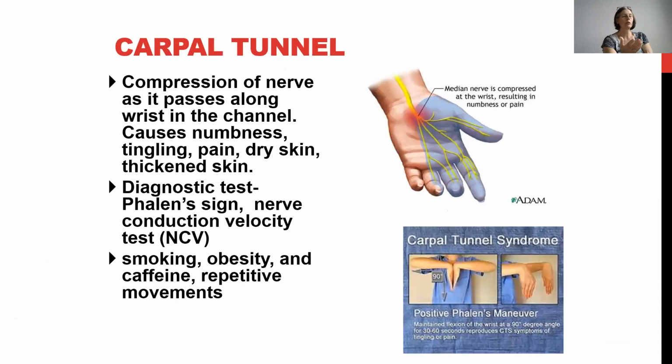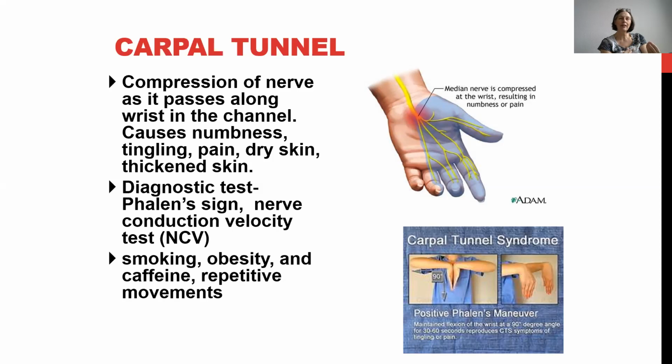So carpal tunnel is literally compression of the nerve as it passes along the tunnel or the channel from the radial artery, and the radial nerve travels through a channel from the arm into the hand. If the nerve gets compressed, the client will complain of numbness and tingling and pain in their hand. Typically the thumb, the pointer finger, and the middle finger will all be numb and tingly.